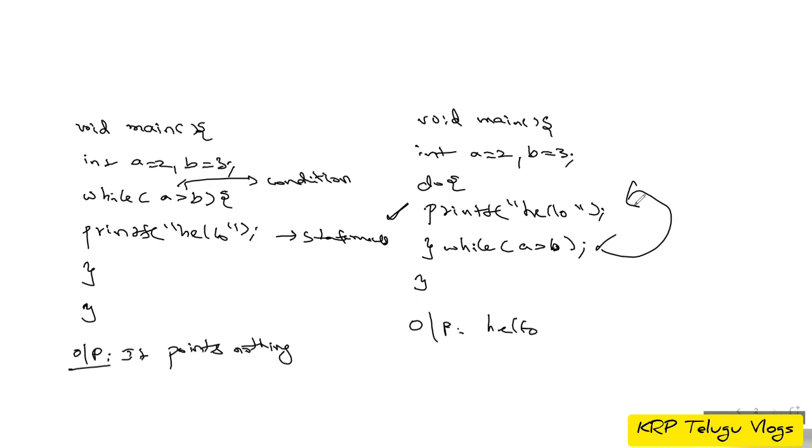Sir, is there a semicolon at the while condition? If you give a semicolon to while, I'll tell you what happens. Here the semicolon must be given, because it's a do while, so we have to give a semicolon at the end of the statement. Okay, sir.